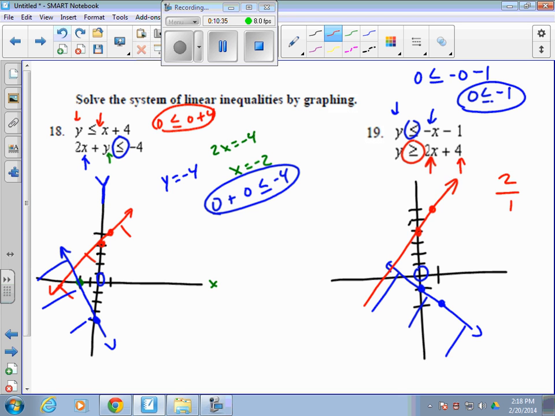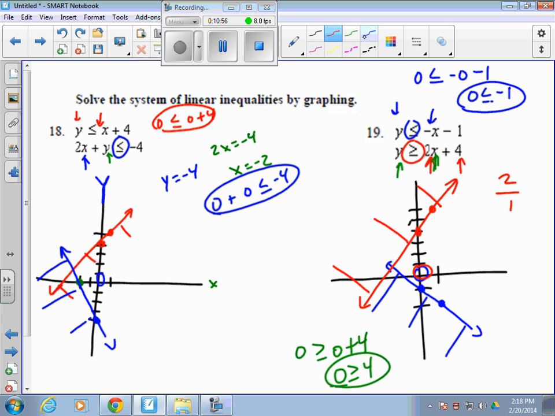Solid line. Which side to shade? Plug in 0, 0. 0 is greater than or equal to anything times 0, which is 0, plus 4. Is 0 greater than or equal to 4 is the question. No, it isn't. So shade away. 0, 0 is here. Shade away from 0, 0.